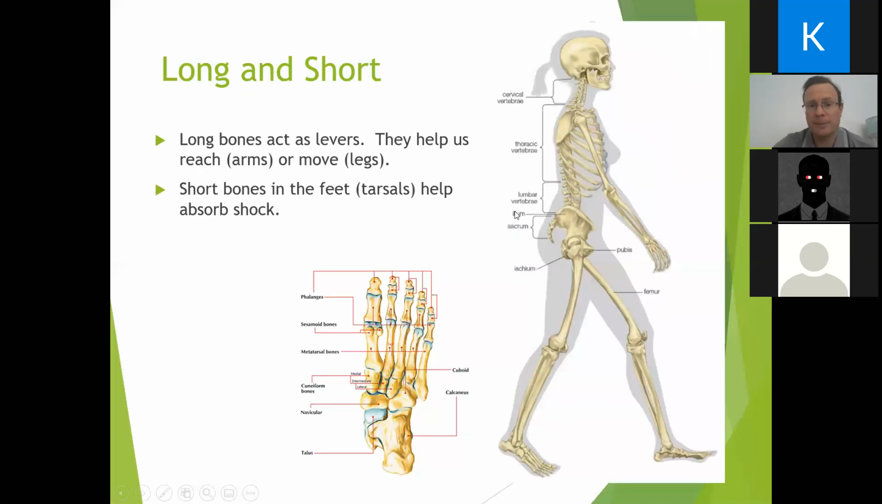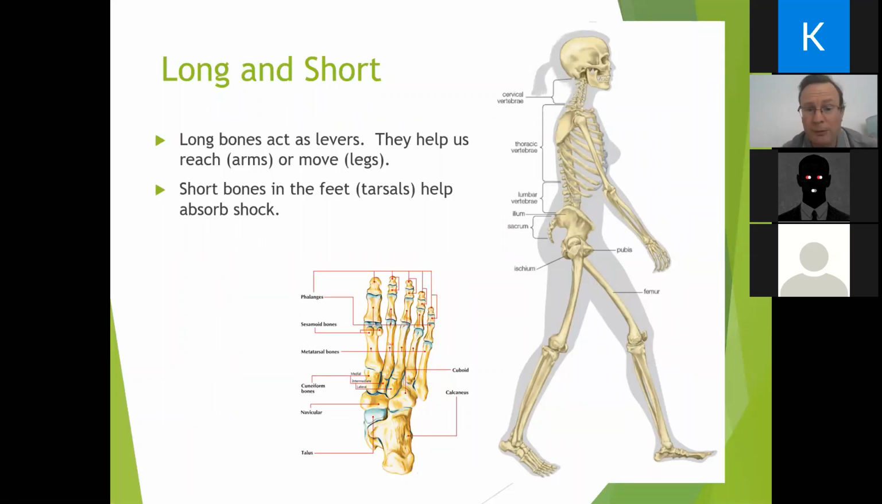So here's long bones. Long bones act as levers. They help us reach, i.e. our arms, or move, i.e. our legs. This person in the middle is just walking, and you can see how nice long levers allow the long stride that she has. In my arms, the fact that I've got a big humerus and a big radius and ulna allows me to reach and grasp. For our survival, it's really effective. It's really essential for our movement and our everyday living.